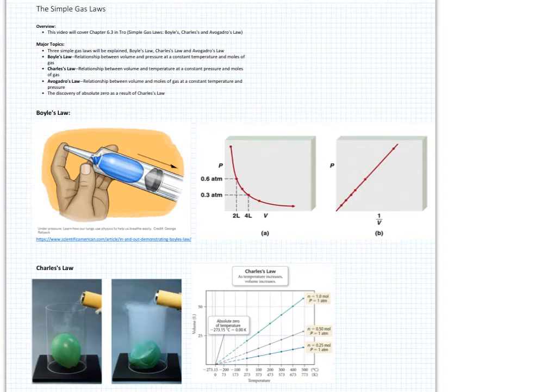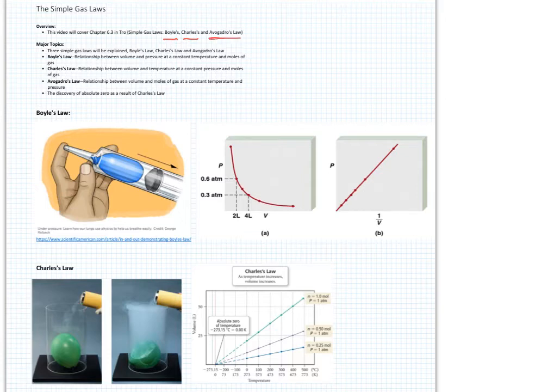Today we are going to talk about 3 simple gas laws. This video is going to cover chapter 6.3 intro, and there were 3 gas laws that were developed a long time ago, in the 1700s, called Boyle's Law, Charles's Law, and Avogadro's Law. 2 of these you are pretty familiar with because you've probably done the experiment before, Charles's Law and Boyle's Law, although you may not have called it that.